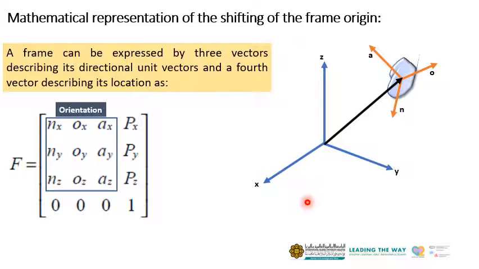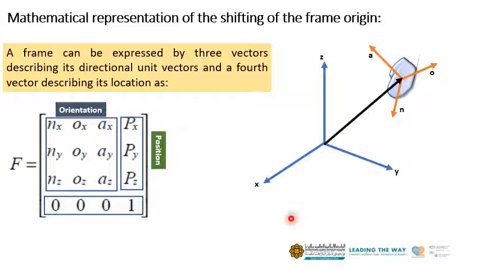So we can say that this 3 by 3 matrix is basically the orientation matrix. This one is the position vector, and the last row is used just to make this matrix 4 by 4 so that the inverse and other transformations become easier, which we will see in the next few lectures as well.